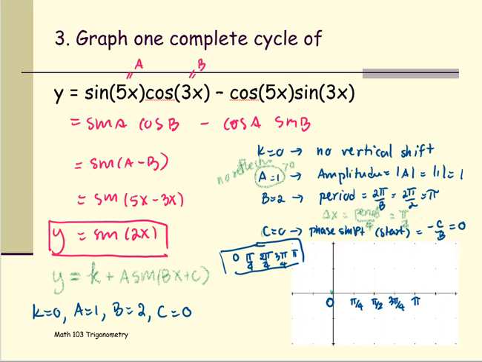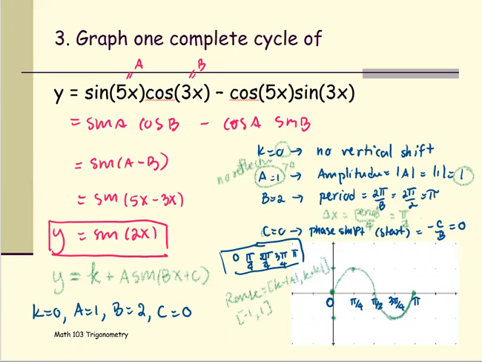The maximum, if you look at the amplitude, is 1. So the range is going to be from -1 to +1, because the range will be in the form k minus the absolute value of a until k plus the absolute value of a. The absolute value of a is 1 and k is 0, therefore the range will be -1 to 1. So the graph will go from 0 to 1, which is the maximum, go down to 0, go down to the minimum, and go back up to 0 again.